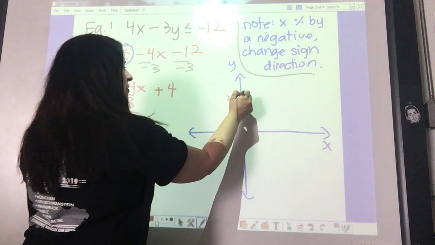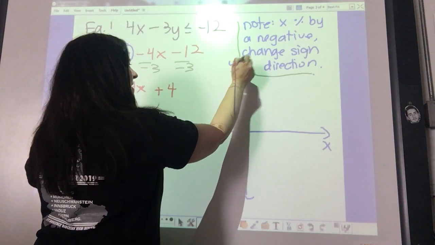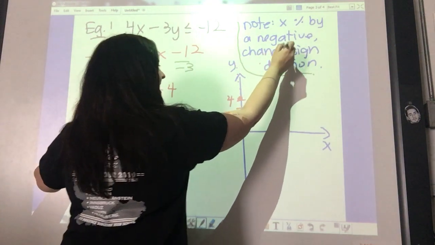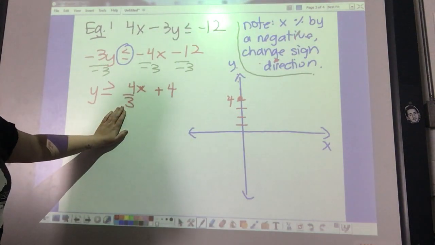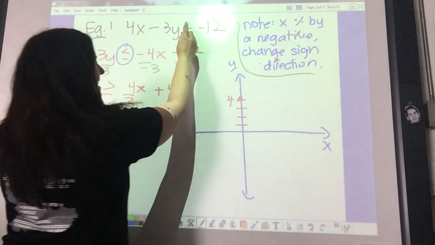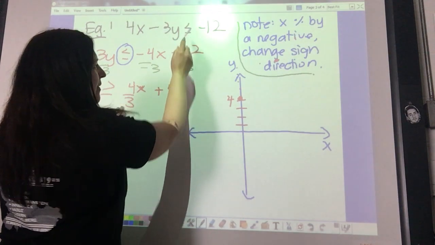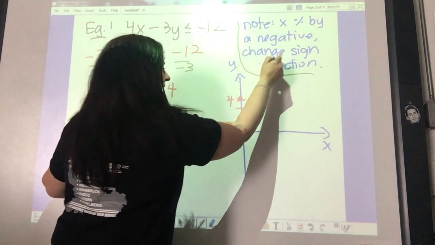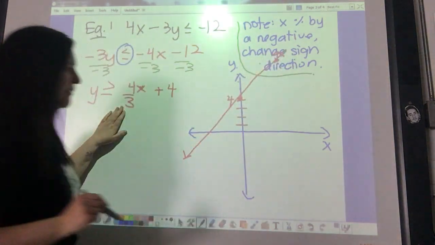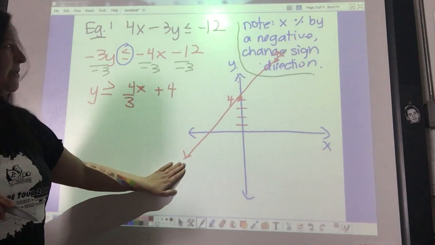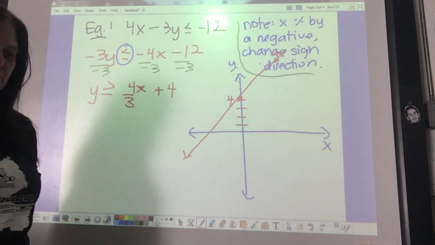So from this point, I go up 4, right 3, and then I connect them, and then that's my line. Except, is this going to be a solid or a dashed line? We'll have to check here. This says it's less than or equal to. So because it's equal to, I connect them, hopefully with a ruler, not freehand like I'm doing, with a solid line. So I'm using a solid because it was less than or equal to.